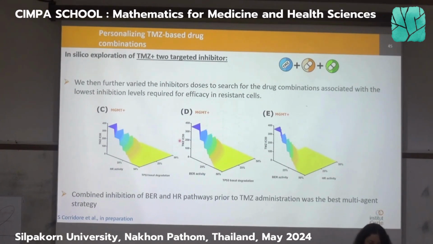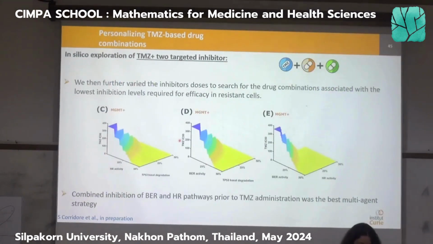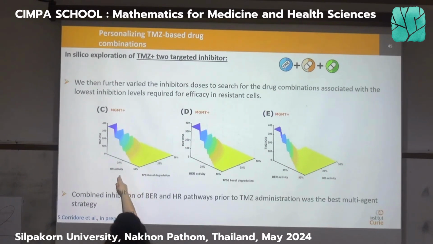Now we are going to focus on three different targets. So we have chosen that one, and that one: BER, HR, and P53. Okay, we have three targets, and we go 2 by 2. But this time, we vary the percentage of inhibition. So this line goes from 0 to 50% of inhibition of P53 degradation, and this one goes from 0 to 50% of inhibition of this repair mechanism, HR.